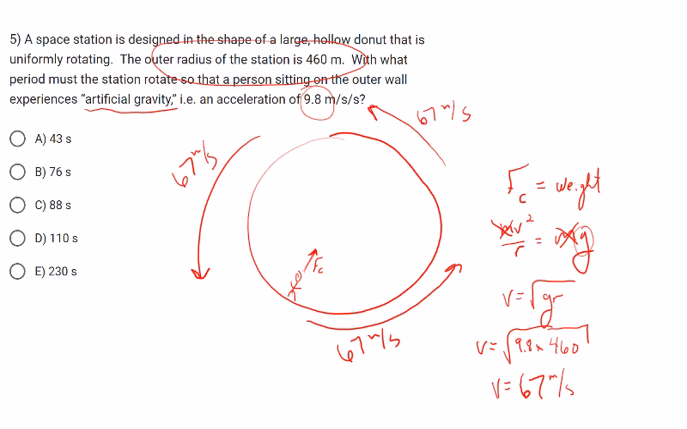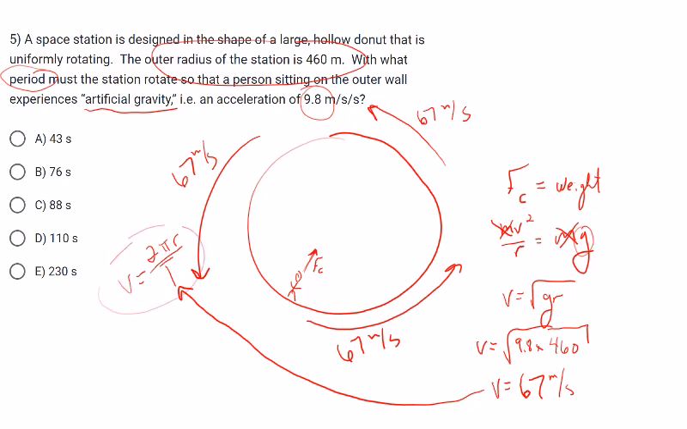However, when you look at your answers for this one, you're like, wait a second, they don't actually want a speed. They want to know with what period must the station rotate. In other words, how much time is it going to take to rotate? So that one's a little bit different. What we're going to now do is take this idea, and this is why this is kind of an interesting problem, but we're not going to spend a huge amount of time on it.